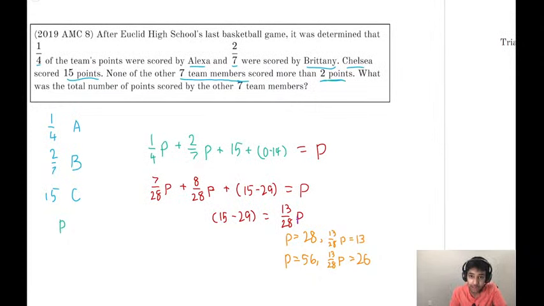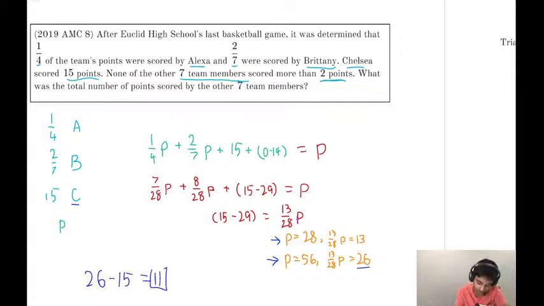Okay, so as you can see here, let me just quickly summarize the cases if you didn't see it. P equal to 28 doesn't work. P equal to 56 does work because you get 26, which is in this range, 15 to 29. So that means that 26 points are scored by Chelsea and the other 17 members. And that means that the other 17 members scored 26 minus 15 points, equal to 11, because Chelsea scored 15 of those points. That means 11 is our answer to this problem.